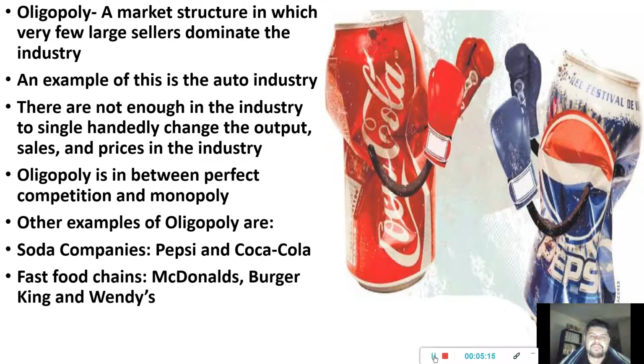So other examples of oligopolies are soda companies, Pepsi and Coca-Cola. I'm sure you're thinking, well, there's Sprite, there's Dr Pepper. Thing is, those two companies own them. That's the thing. If you don't believe me, look it up. You look up what companies Coca-Cola owns and what companies PepsiCo owns.